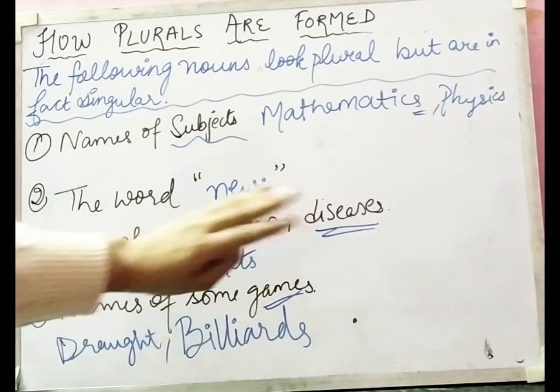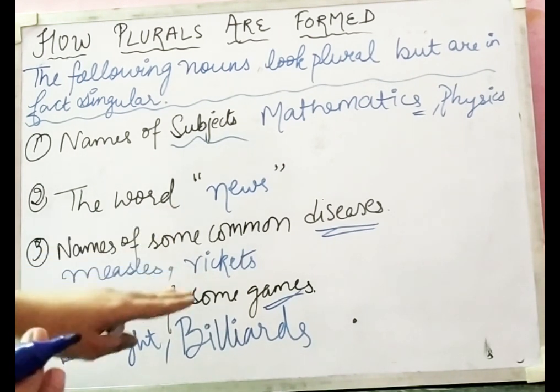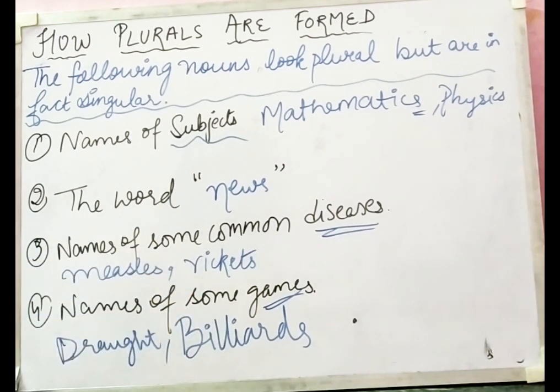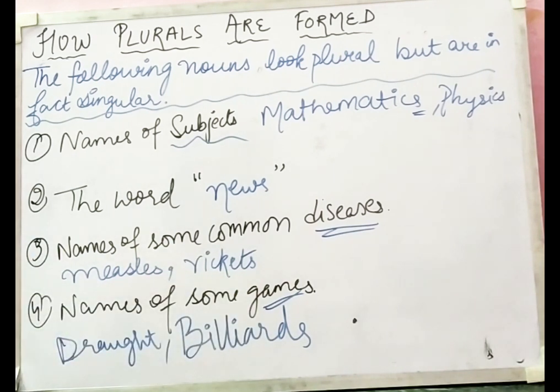Names of some common diseases like measles, rickets. I have told you what is rickets. Names of some games, billiards, drought. So these look like plural, but they are singular. I think this concept is clear to you.